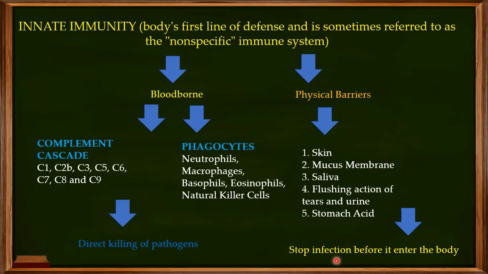But if they enter into the body, the blood-borne component of the innate immunity works to directly kill these pathogens by utilizing the complement cascade and the phagocytes.